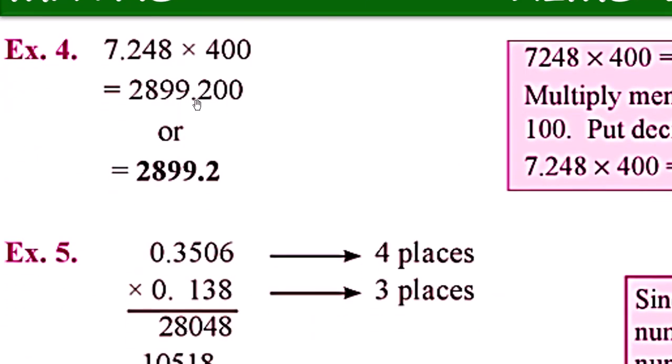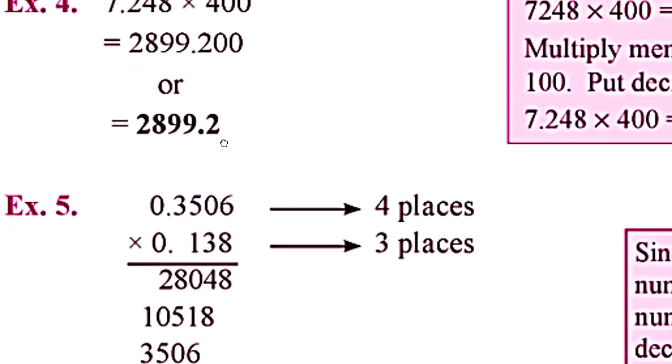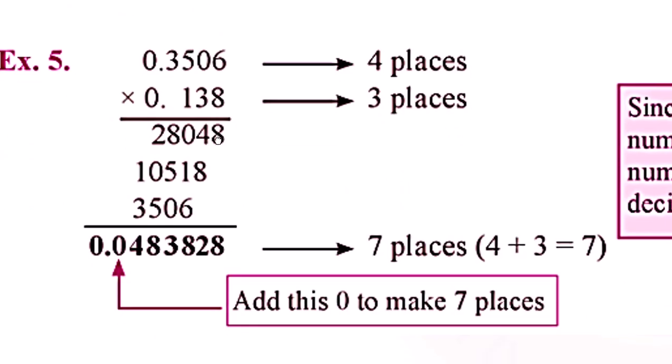But after the decimal point, on the extreme right, if we have zeros, then they have no value. In the numerical part, zeros on the left side have no value. But in the decimal part, zeros on the right side also don't have any value. So we can remove two zeros. We can simply write 2899.2. 2899.2. Next example.